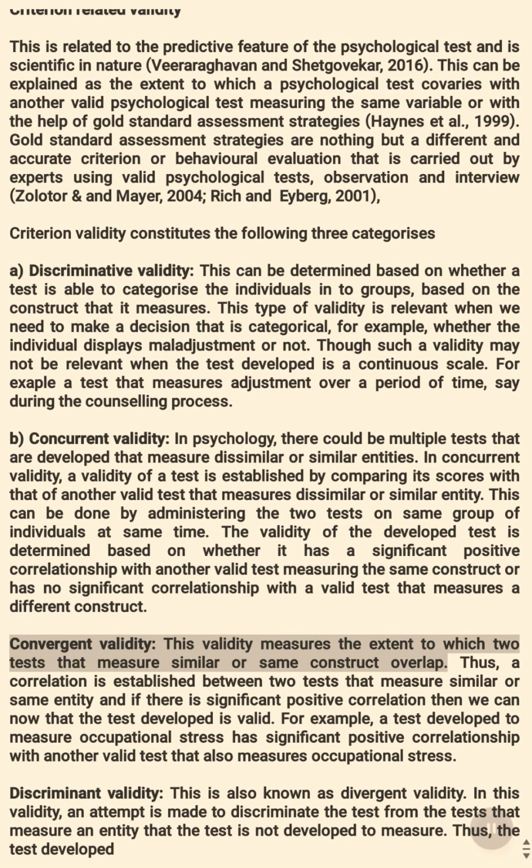Convergent validity. This validity measures the extent to which two tests that measure a similar or same construct overlap. Thus, a correlation is established between two tests that measure a similar or same entity, and if there is significant positive correlation, then we can know that the test developed is valid. For example, a test developed to measure occupational stress has significant positive correlationship with another valid test that also measures occupational stress. Discriminant validity. This is also known as divergent validity.